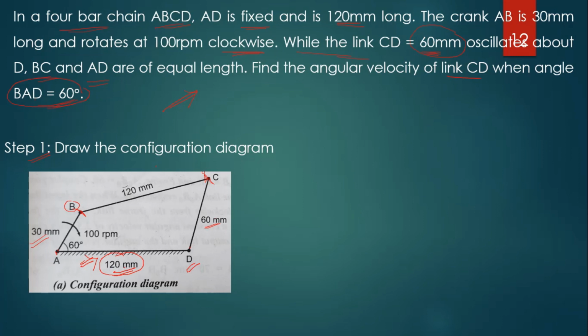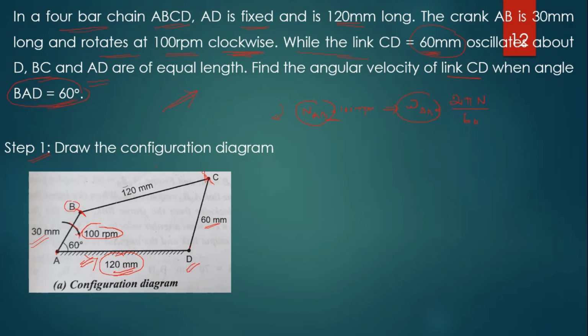One more data is also given. The crank AB is 30 mm long and rotates at 100 rpm clockwise. So, this is the clockwise direction, right. We have to mention 100 rpm clockwise. So, data N is given, NAB equal to 100 rpm. We have to calculate omega, the angular velocity of the link AB. What is the formula? 2 pi N divided by 60. With the help of this formula, we can calculate omega AB, the angular velocity of the link AB, right.